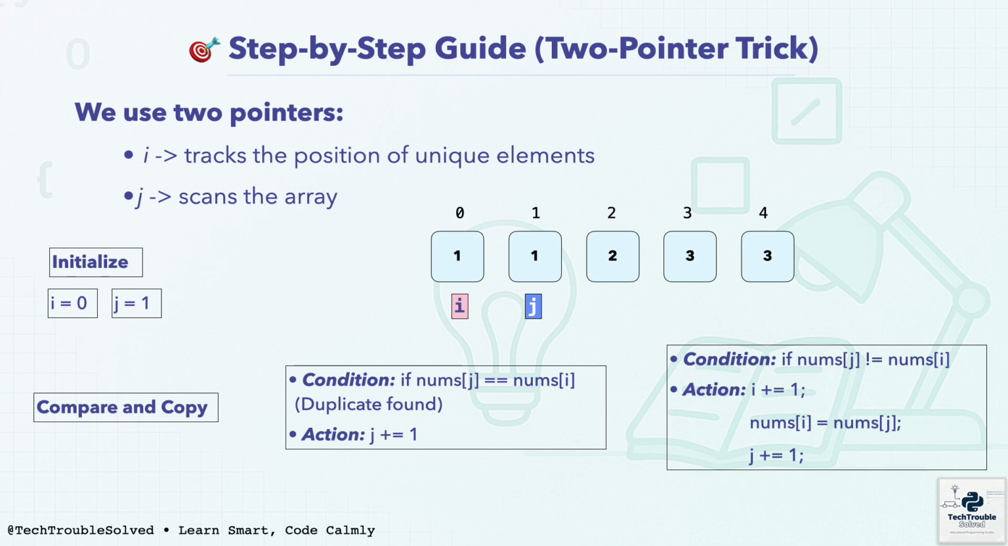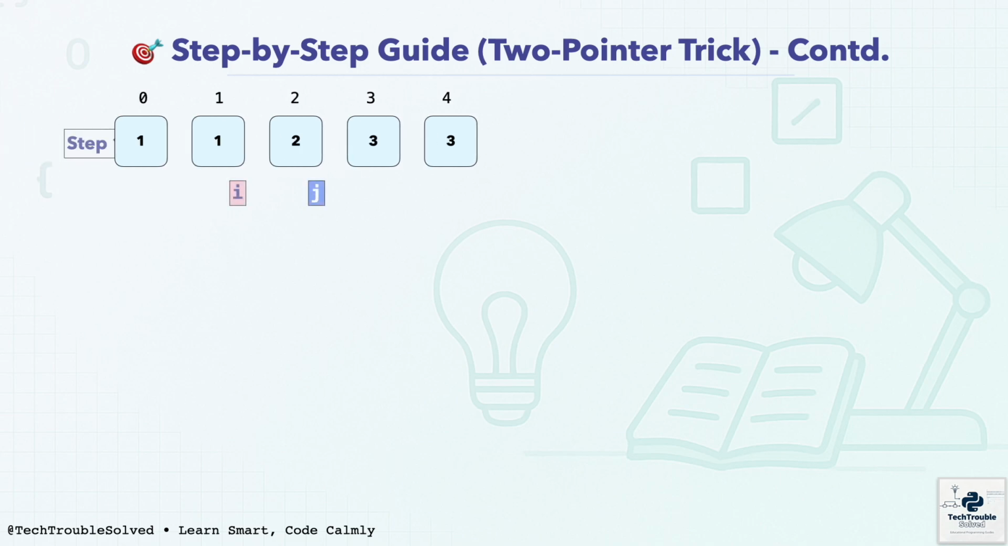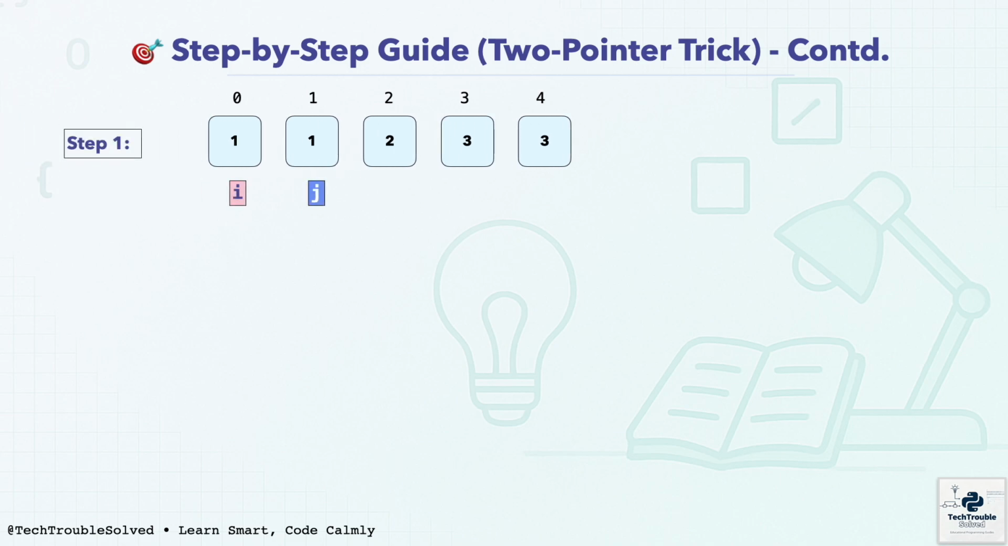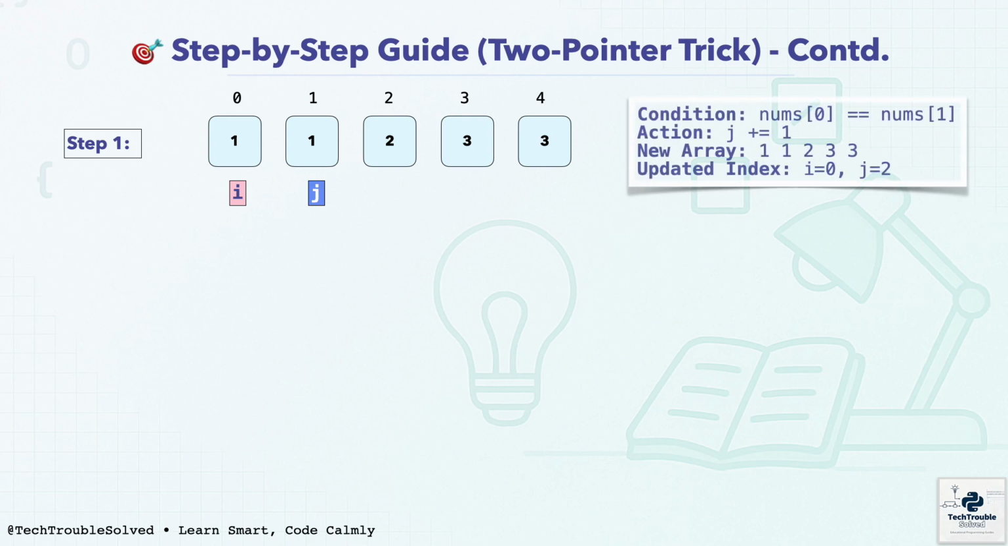Now let's see this in action by using a dry run. In step 1, pointer i is at index 0, pointing to the first element, which is 1. We always treat the first element as unique as we discussed. Pointer j starts at index 1, pointing to the next element. From here, j will scan the array to find new values.